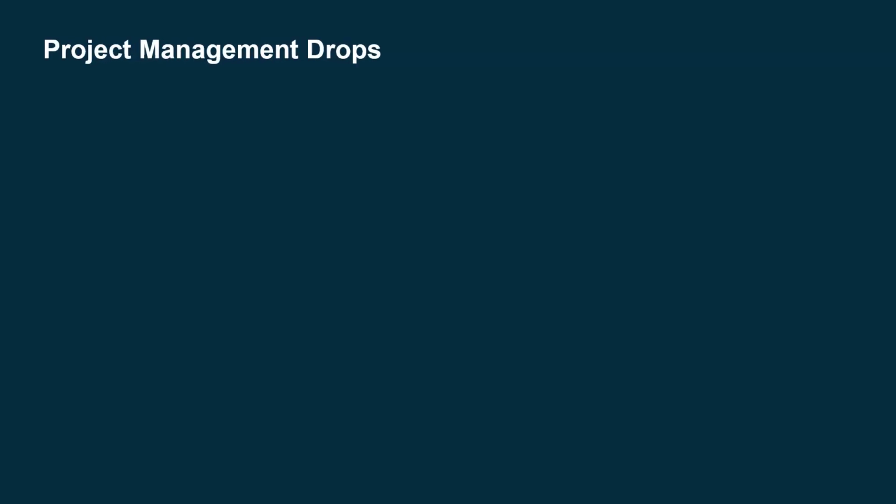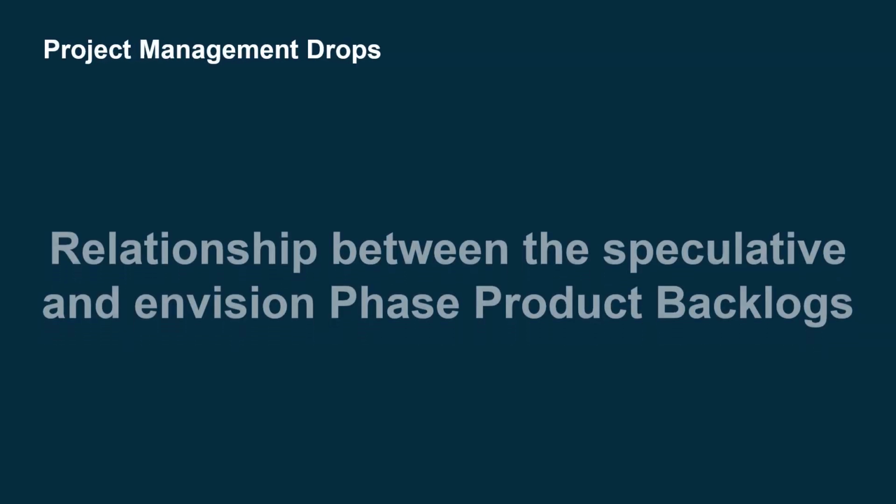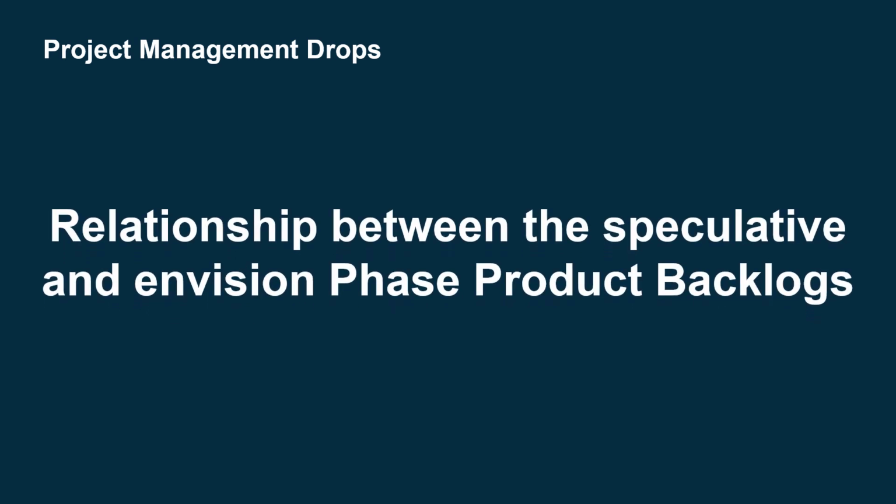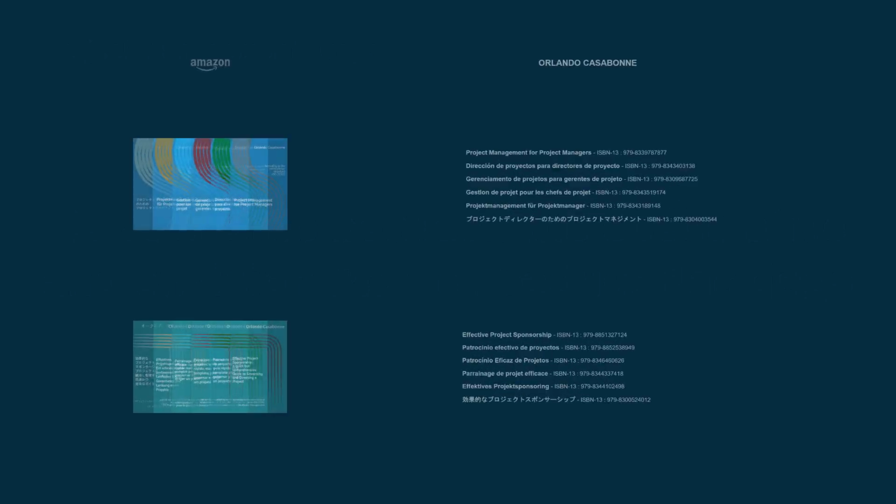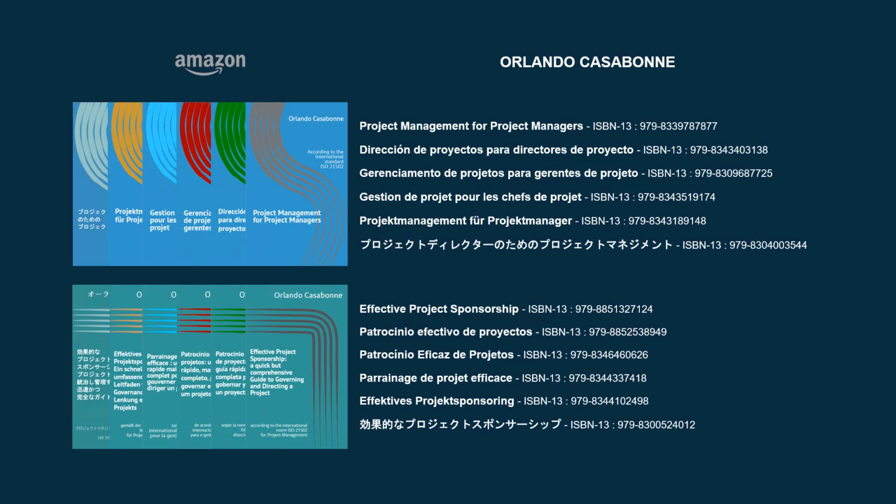We're about to take a deep dive into how product backlogs evolve over the course of an Agile project, and specifically how they change between the envision and speculative phases. Our guide for this journey, Project Management for Project Managers by Orlando Casabon. Now, we all know that Agile is about flexibility and iterative development, but have you ever thought about how that actually applies to the backlog itself? Oh, absolutely. So, let's start with the envision phase.